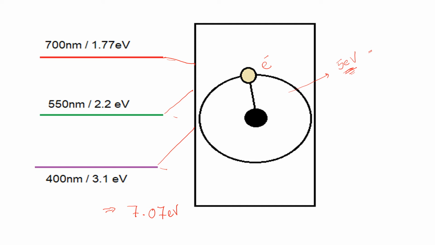Now, as per our knowledge of classical mechanics, these three waves together can knock out this electron. But this does not happen. That is the failure of classical mechanics. When they fall together, it means the intensity of the incident light beam is increasing. So when the intensity increases, the electron does not get removed.